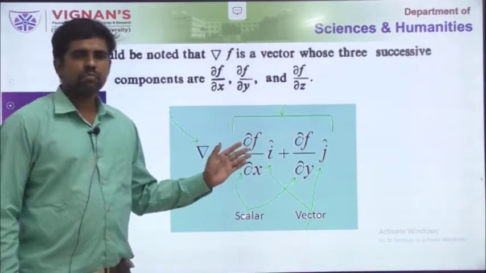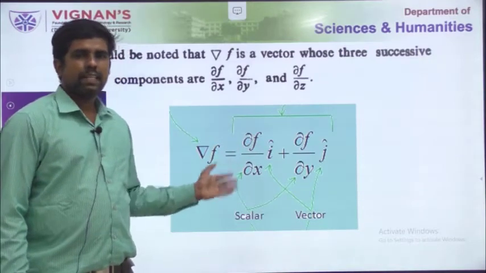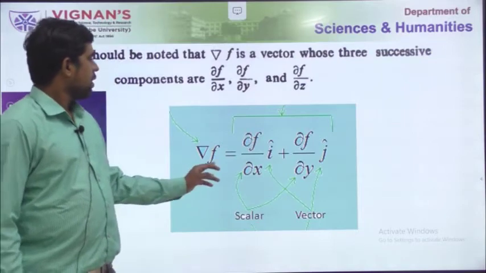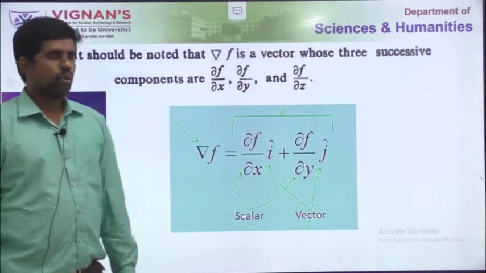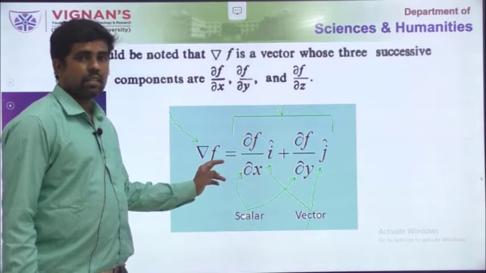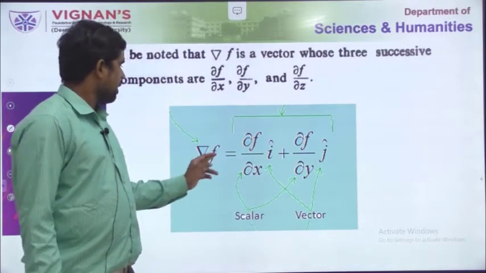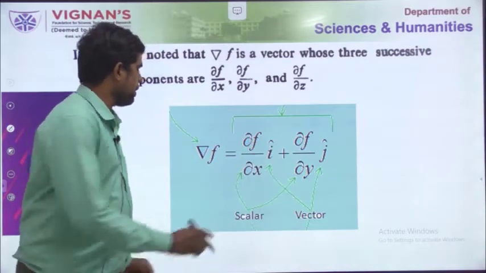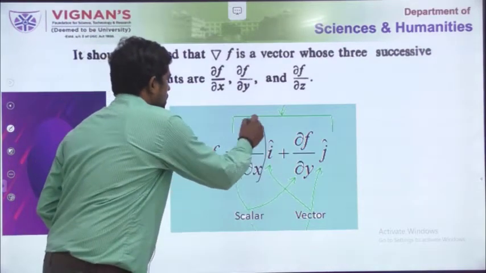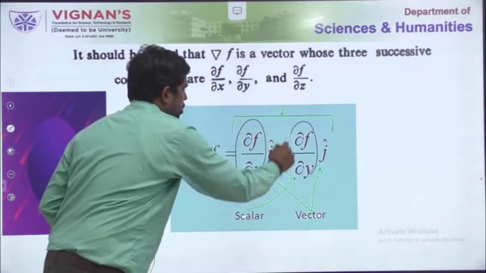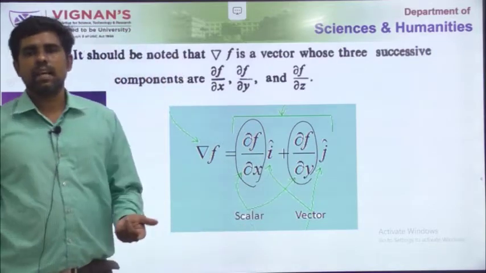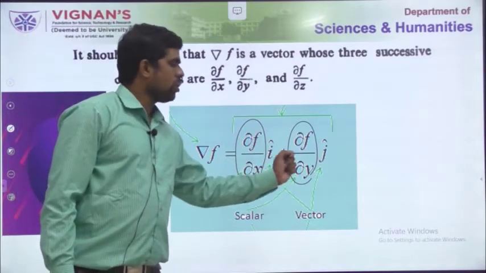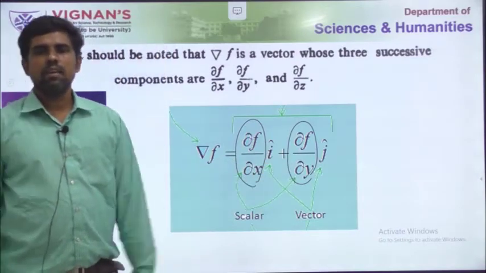In this slide, del f is explained. You see, I am considering a 2-dimensional space, f as a 2-dimensional surface. Del f is equal to dou f by dou x into i vector plus dou f by dou y into j vector. What I want to mention is that dou f by dou x and dou f by dou y are all scalars, since f is a scalar function, and i vector and j vector, as we know, are vectors.